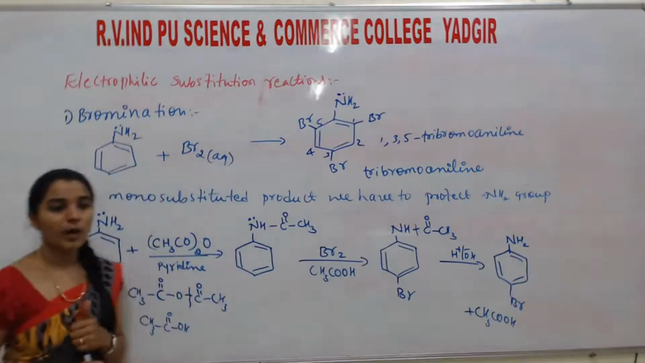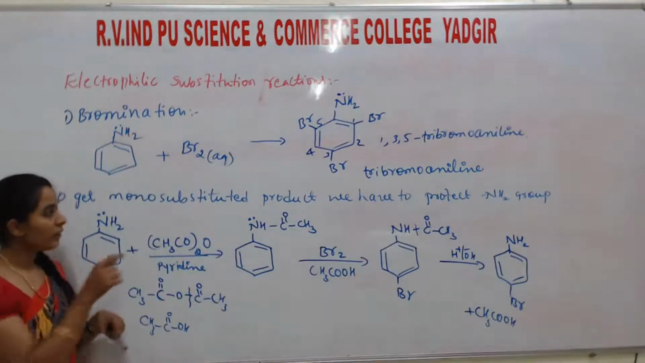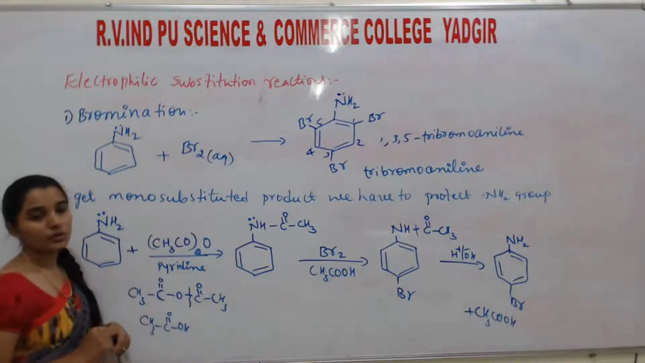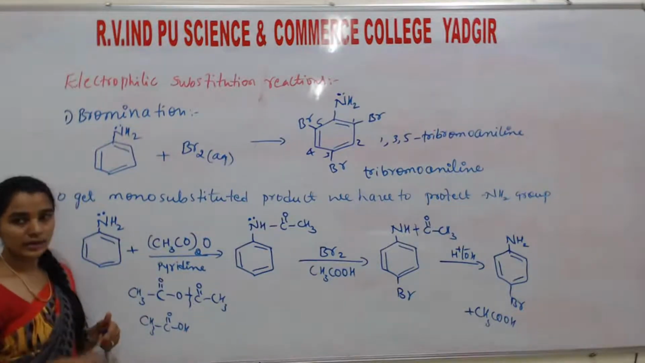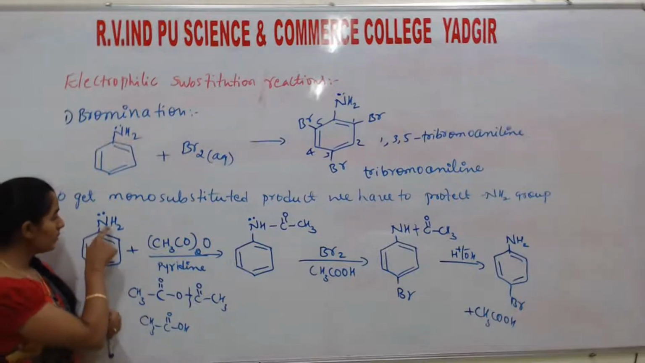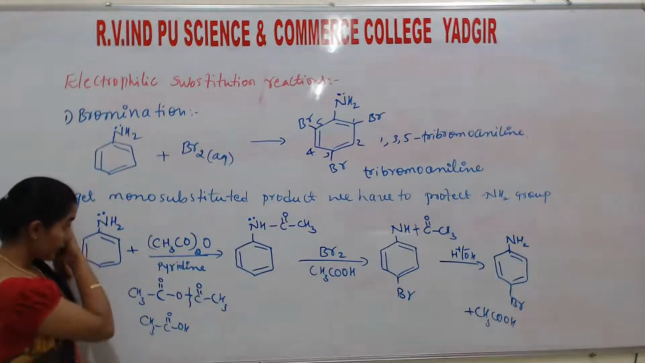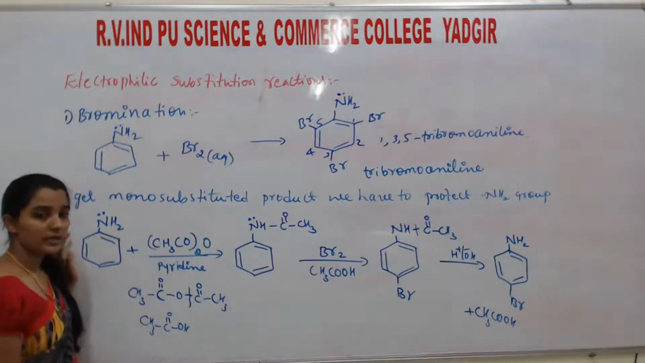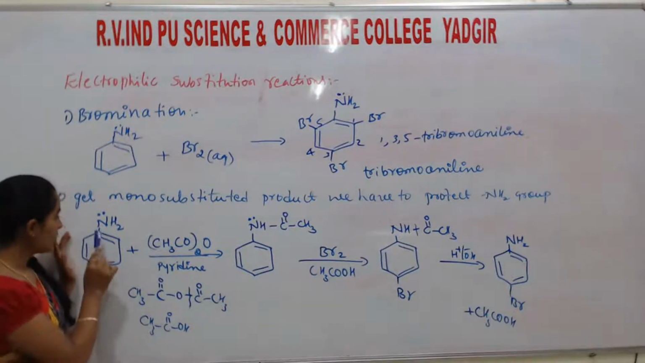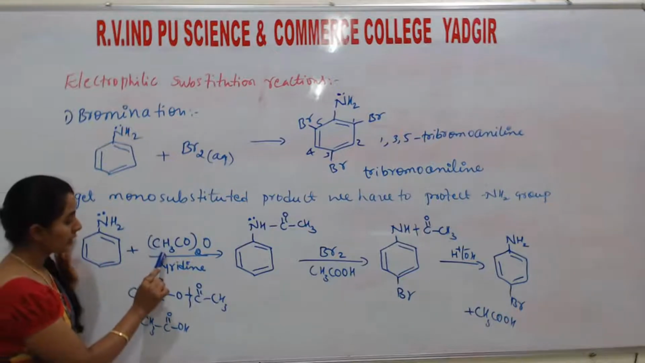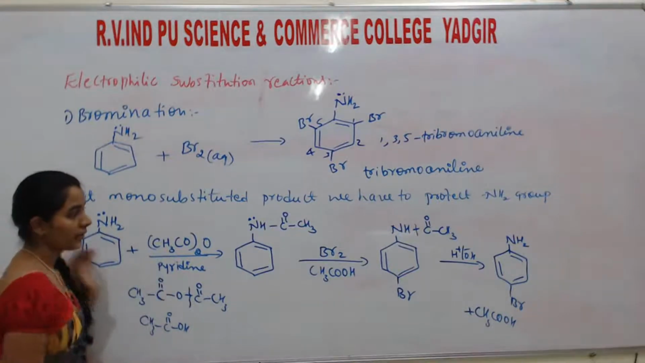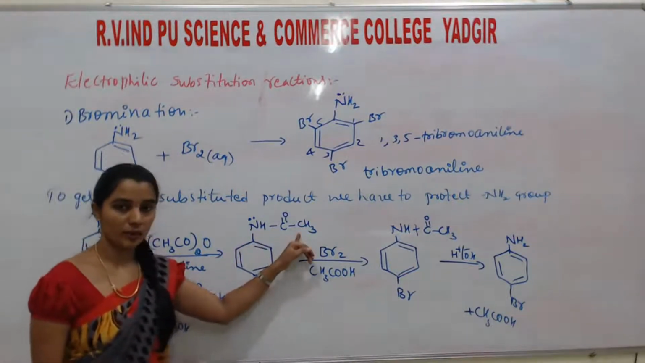If we want a mono-substituted compound, then we have to protect the NH2 group involved in the resonance. Okay, how is it treated? Sorry, how is it protected? By reacting with acetic anhydride. Okay, so the NH2 group is protected by this acetic anhydride, and then it forms this type of complex.